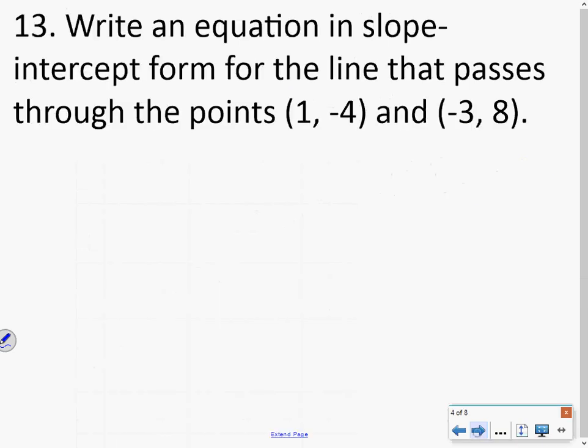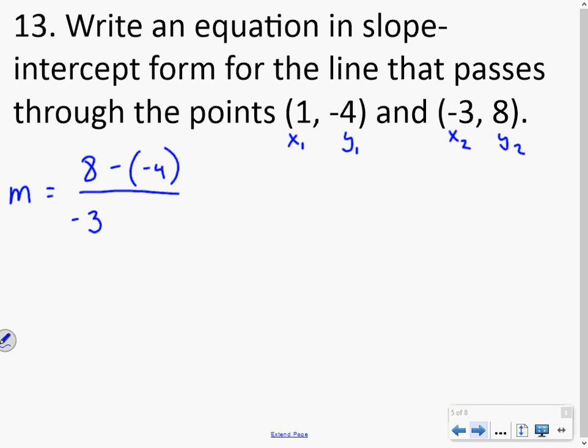All right, let's talk about slope formula and point-slope form. Okay, if I want to write an equation for the line in slope-intercept form for the line that passes through the points (1, -4) and (-3/8), I need to do a lot of work before I can actually get it into slope-intercept form. First of all, I don't even know the slope. So let's label these points x1, y1, x2, y2, and let's throw it into our slope formula to find the slope here. So remember the slope formula is (y2 - y1) over (x2 - x1).